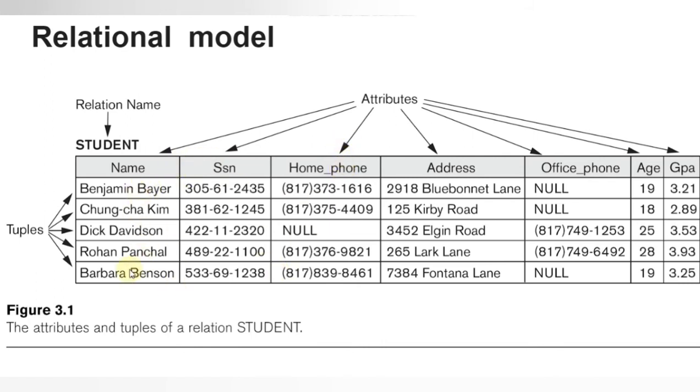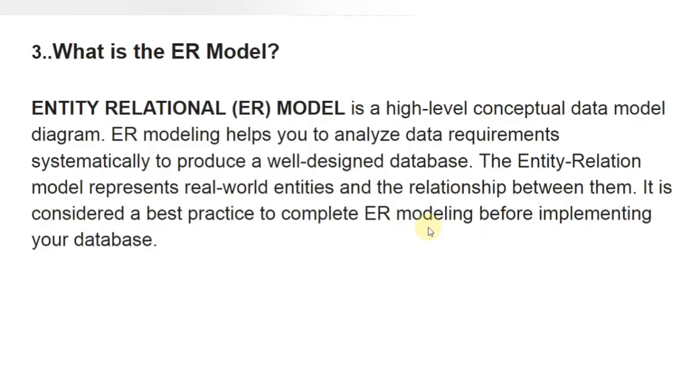We have different types of students, such as the first one, the second one, the third one, and everyone has their own information. They may also have a null value, and we will explain these things in later tutorials. So the third one is a very important model, the ER model.